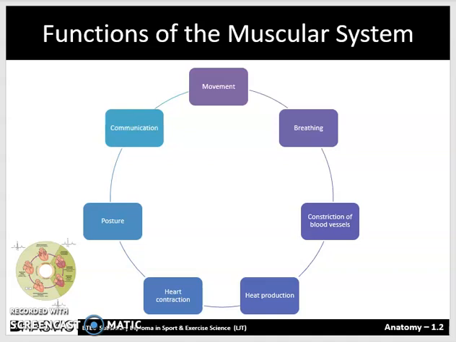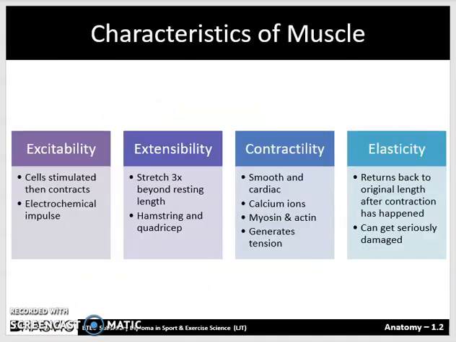Communication is the final function of the muscular system, and communication is when impulses are sent to muscles around the mouth and throat to get them to contract and relax. Your voice is created from vibrations in your throat from your voice box, and your mouth and tongue will make the sounds we call words. Now moving on to the characteristics of the muscles. There are 4 of these: excitability, extensibility, contractility, and elasticity.